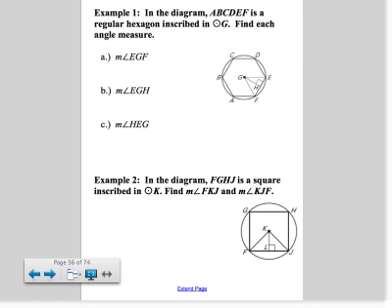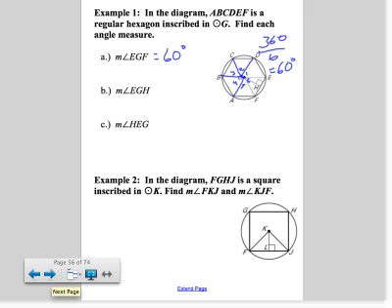Alright, so in the diagram, it's a regular hexagon inscribed in circle G. Find each angle measure. So find the measure of angle EGF. Here's the deal you have to understand. It's a regular hexagon. So if I were to sketch in every single radius, it would be something like this. And so you'll notice you have 1, 2, 3, 4, 5, 6 central angles. So each central angle is 360 divided by 6, so each central angle here is 60 degrees. So the measure of EGF, since it's just a central angle, is just 60 degrees.